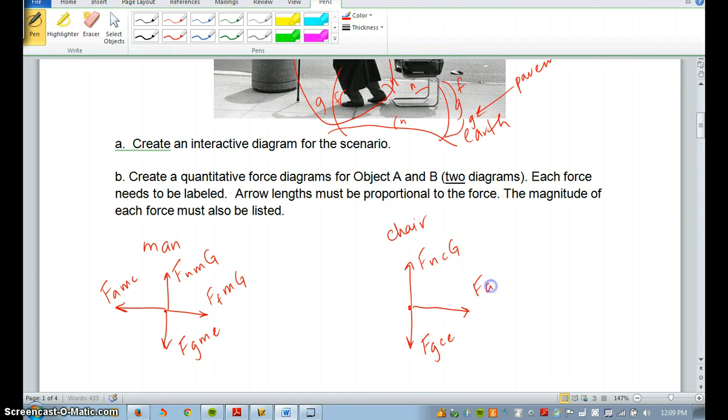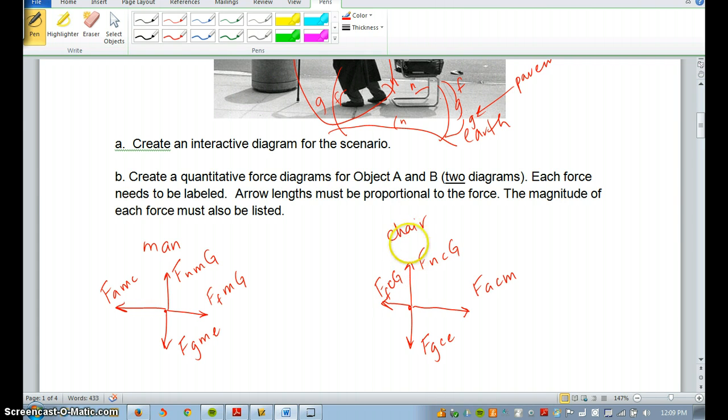And so my applied force is moving this direction because the chair is pulling the man that direction. So in that case, the chair is pulling the man back. And I said there was a frictional force as well. For this one, I actually do have the value. This was between the chair and the ground.